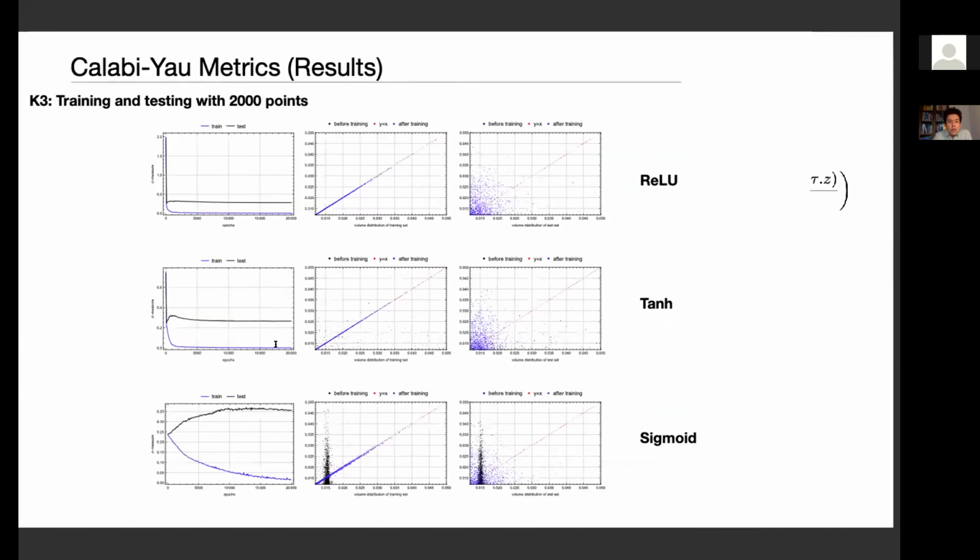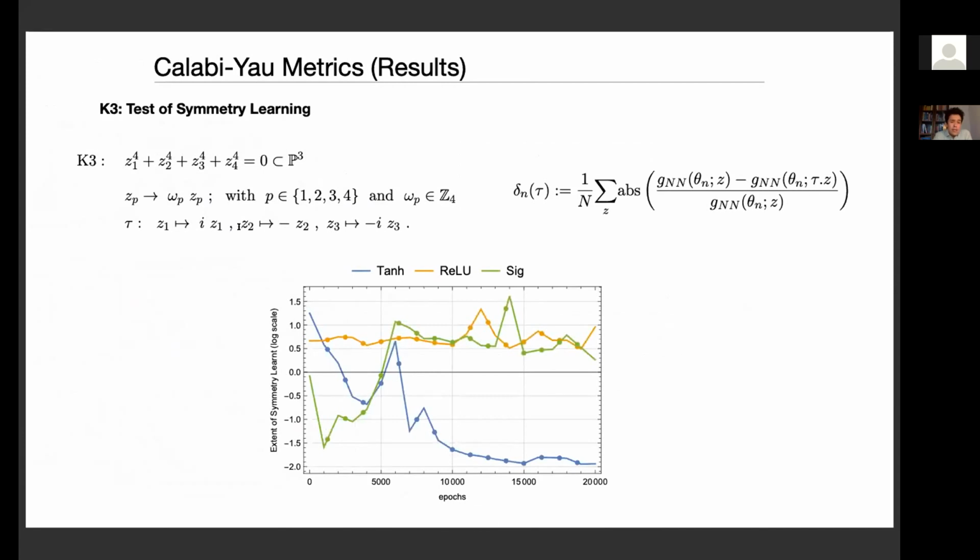And furthermore, we know that these hypersurfaces keep some discrete symmetries. Here we were testing for one particular discrete symmetry that takes the coordinates and rescales them by quartic roots of 1. This is a symmetry of the hypersurface. And therefore, we expect the metric at points that are related by this symmetry to be the same. So this is sort of an extent of symmetry learned in a way.